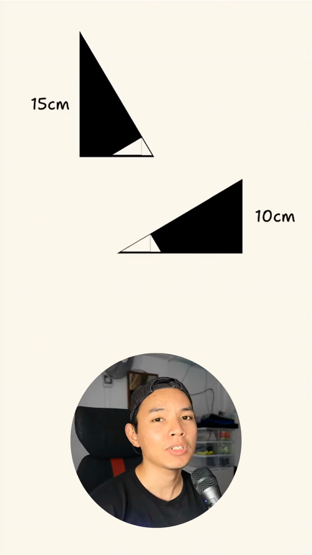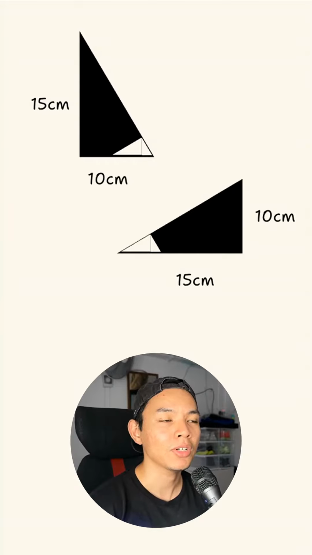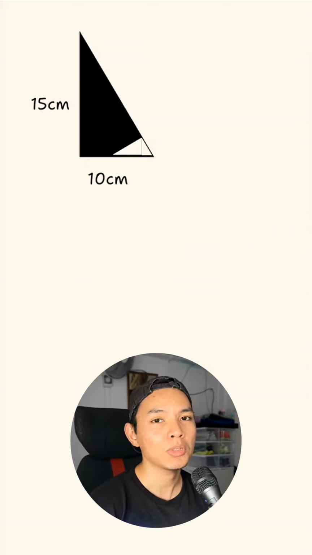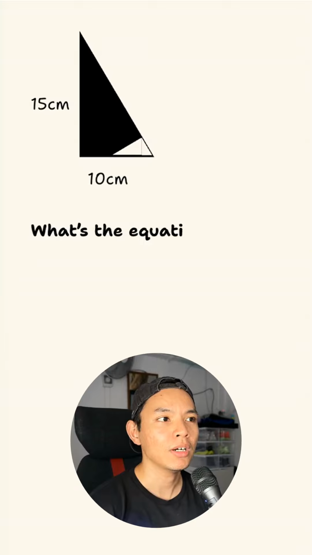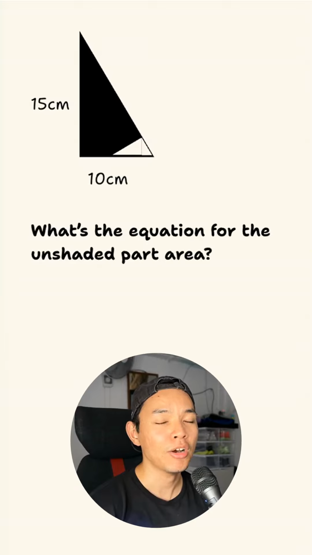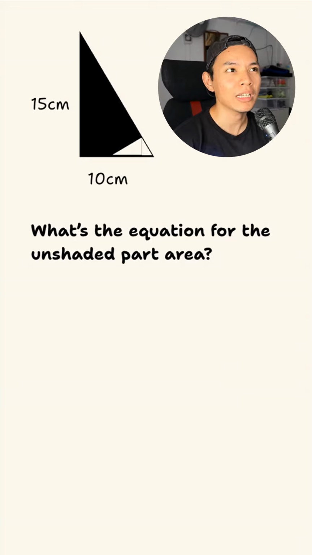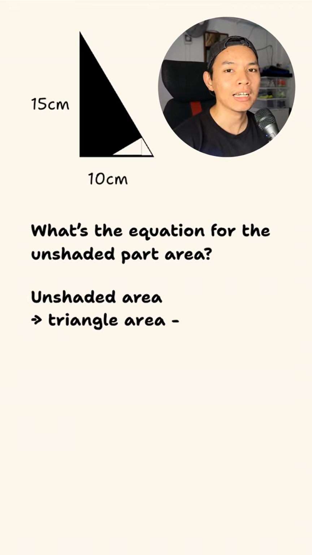So if I were to split them up, it would look something like this. So you could see that they are two identical triangles. So the two sides will also be the same. Then if you were to just focus on one triangle, what do you think the equation for the unshaded part area is? So if you were to put it into an equation in plain English, what it will look like is unshaded area is equal to triangle area, the whole triangle, minus the shaded area.